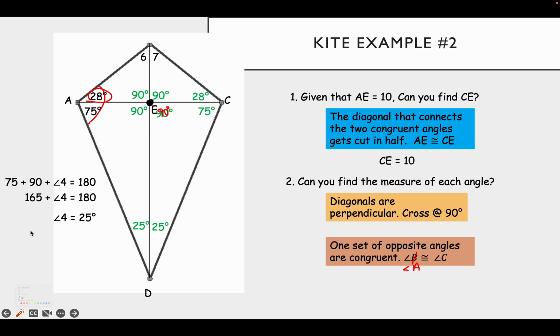Now we're just going to solve this right triangle up here. We've got a 90, 28 degrees plus angle 6. That's going to get us 180. Combine our 28 and 90. Take it away from 180. Angle 6 is 62 degrees. This triangle is the exact same thing, so angle 7 would also have to be 62.